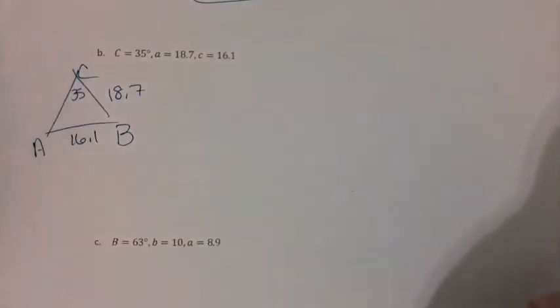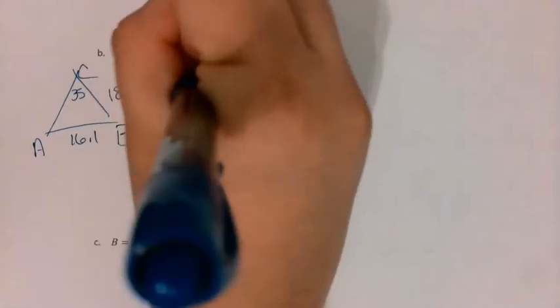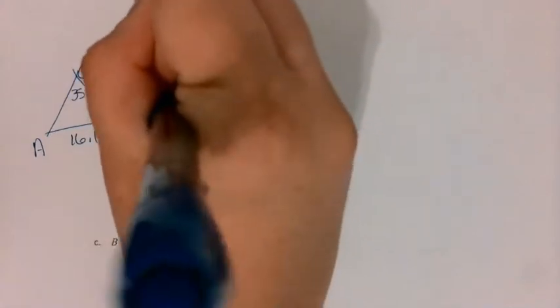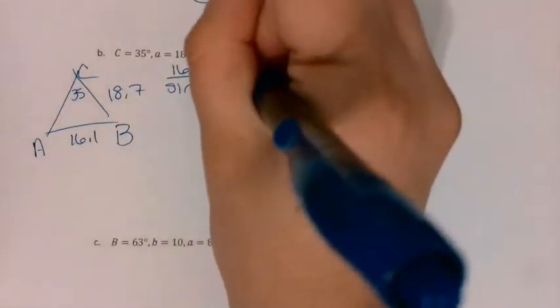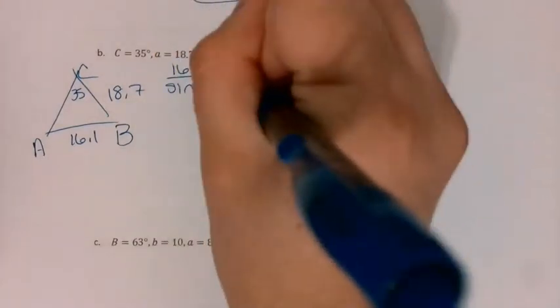Okay, so we're going to move on to B. I'm going to start off by drawing my triangle. Okay, once I have it set up, I can see that I have the pair of C's, so I'm going to use that to find my angle measure for A. I have 16.1 over sine of 35 equals 18.7 over sine of A.